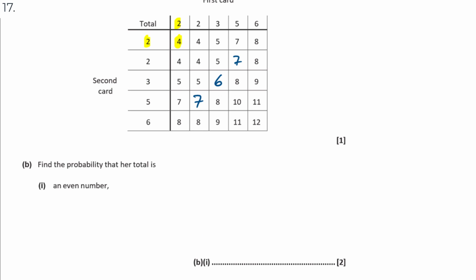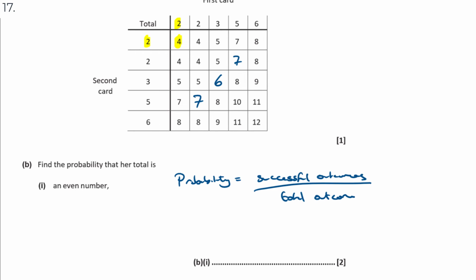Part B says find the probability that her total is an even number. Well, how many even numbers are there? There are 5 times 5 altogether. Remember, probability is equal to successful outcomes over total outcomes. So how many outcomes are there altogether? I've got a grid with 5 times 5 spaces in it, so that gives me a total of 25 different possible outcomes.